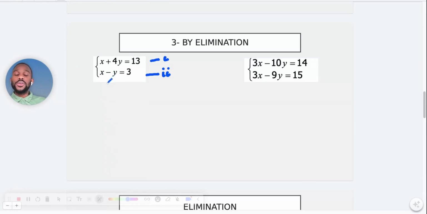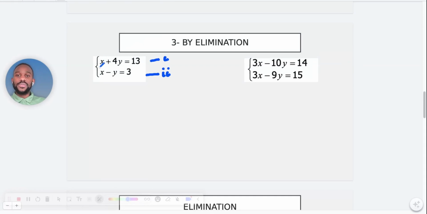So when you're using the elimination method, whatever you choose to eliminate, you have to first make sure that the coefficients are the same. So which one is easier to eliminate? Should we eliminate y, where the coefficients are different, or x, where the coefficients are the same? So the answer should be it's easier to eliminate x, right? So like here it's 1 and this is 1.